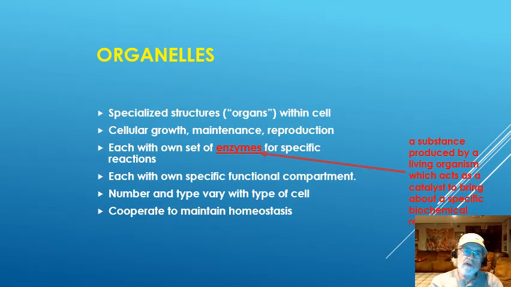So also these organelles, again, they all have their own specific functional compartment. That type and number vary with the cells, and they cooperate to maintain homeostasis. Now, we talked about homeostasis. The body likes to be the same all the time. So to be able to keep the environment within the cell constant, these organelles work overtime.